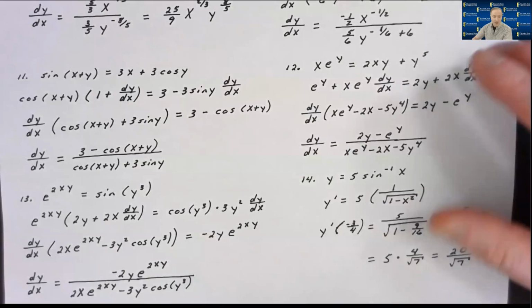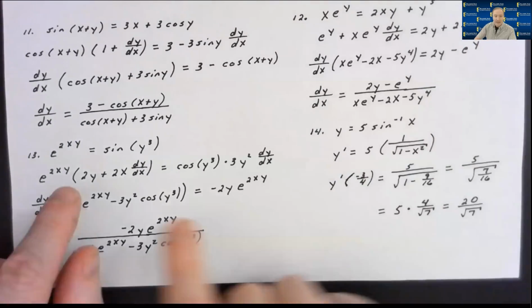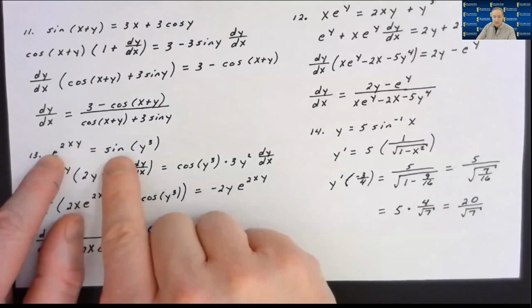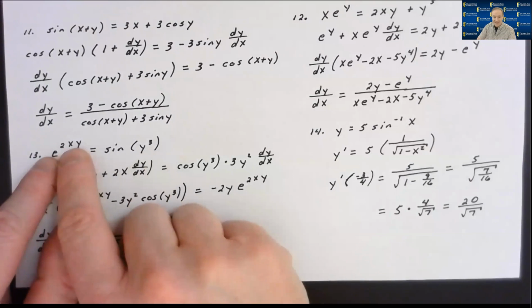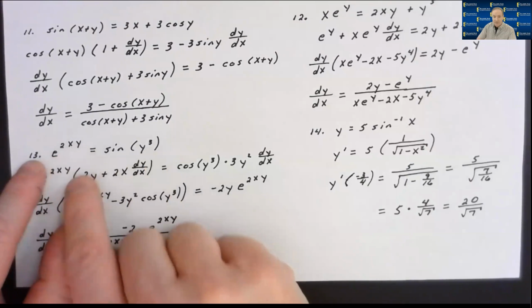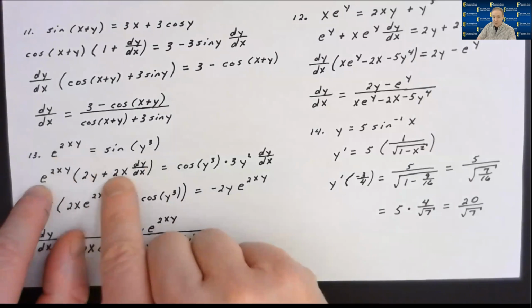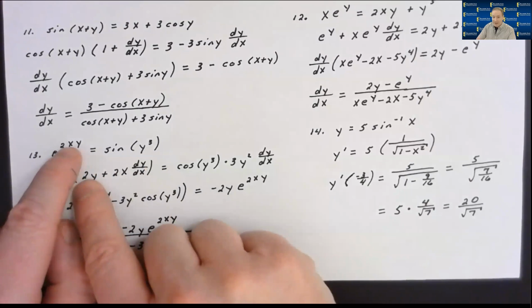Glorious. For number 13 here, you have the exponential function e to the 2xy is equal to the sine of the angle y cubed. All right, derivative of that left-hand side. Derivative of any exponential function is that exponential function times the derivative of its exponent. Now, the derivative of its exponent, I have to be careful.